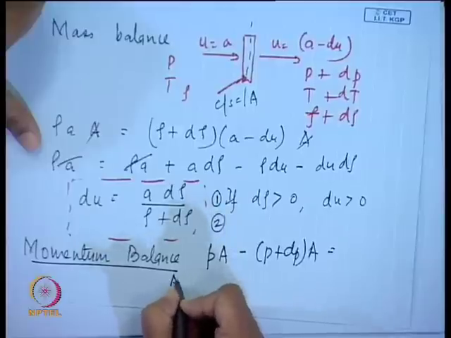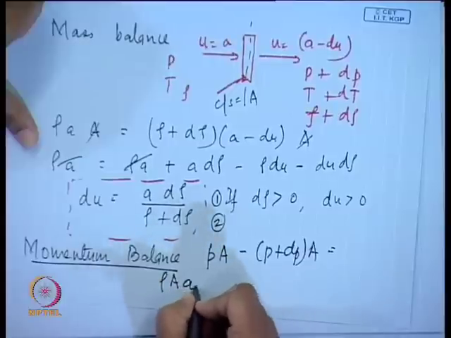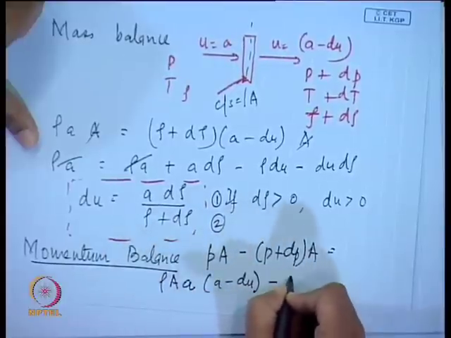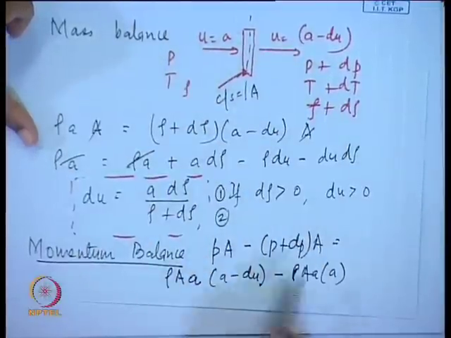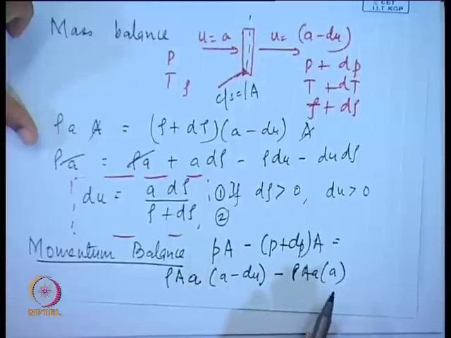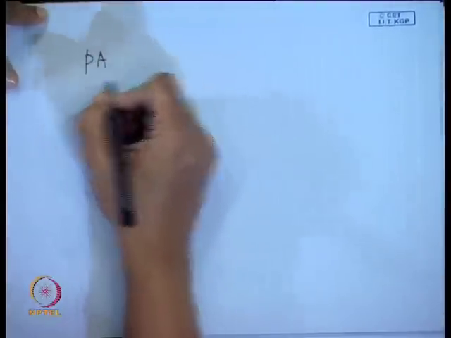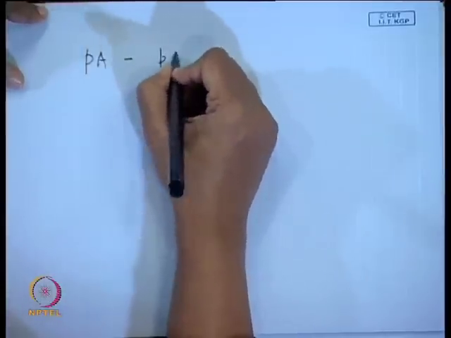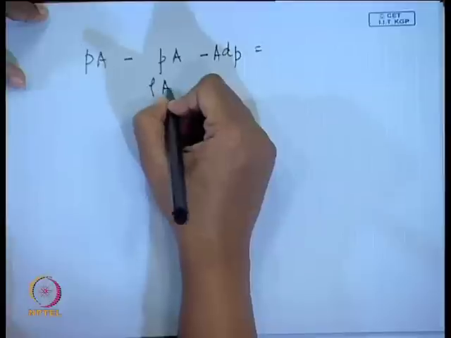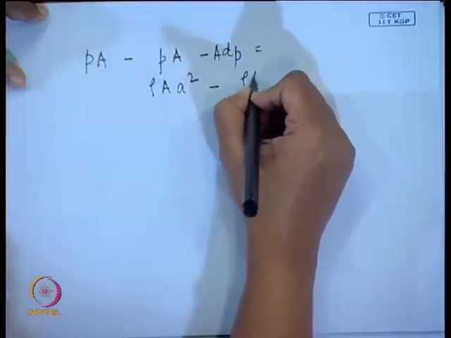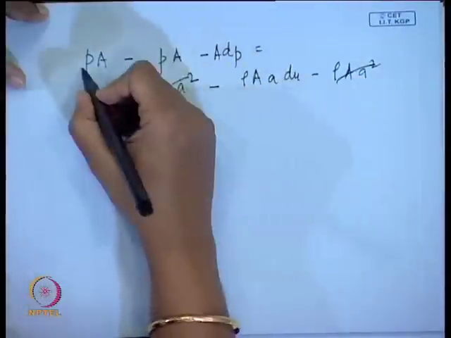How much momentum? Mass into velocity. Mass, I have already written down, rho A a. So, it is rho A a into a minus d u, minus rho A a into a. If you compare this picture, this is going to be the momentum balance. Agreed, all of you? So, on simplifying this, we get P A minus P A minus A d P. This is equal to again rho A a squared minus rho A a d u minus rho A a squared. These cancel out.